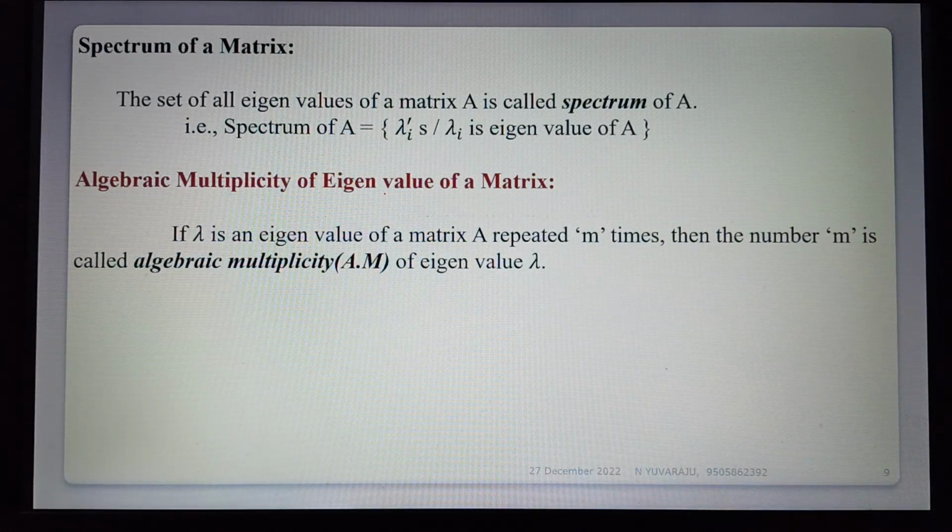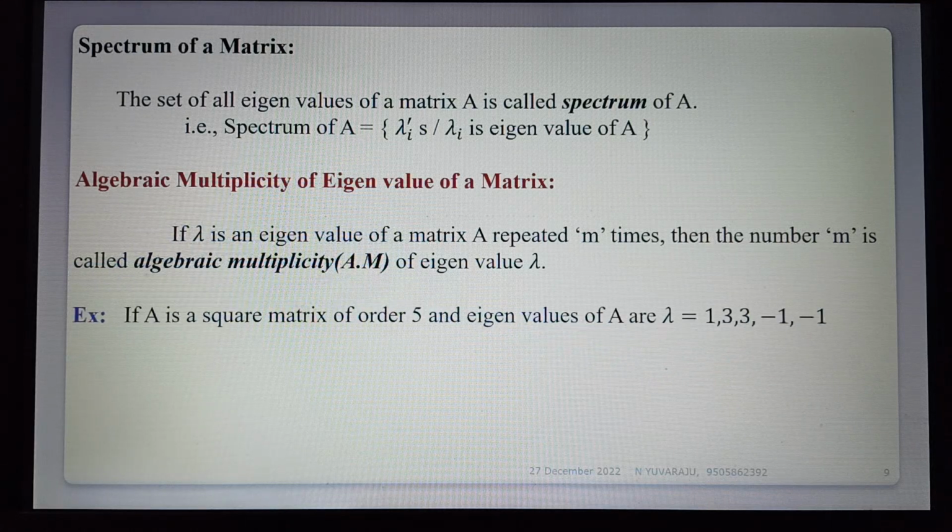If lambda is an eigenvalue of a matrix A repeated m times, then the number m is called the algebraic multiplicity, that is AM, of the eigenvalue lambda. After finding the eigenvalues, how many times is each repeated? Not only unique, maybe one eigenvalue is repeated many times. So the number of times is called the algebraic multiplicity of that corresponding eigenvalue. How many times it repeats, that is called the algebraic multiplicity of the eigenvalue.